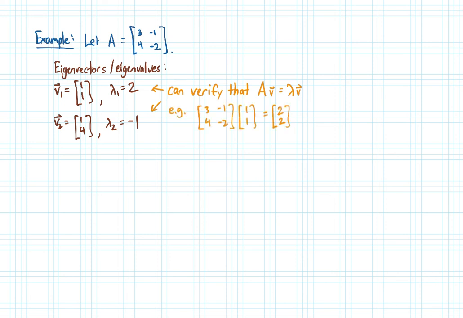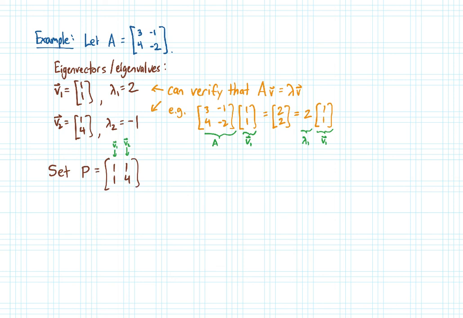So for example, if you take A and you multiply by v1, and if you actually do the multiplication out, you'll get (2, 2). And (2, 2) is 2 times (1, 1). So it's true that A times v1 is equal to lambda 1 times v1. And of course, you can do a similar check for v2 and lambda 2. So once we accept that these are eigenvectors and eigenvalues, and it's clear that v1 and v2 are linearly independent, and so they form a basis for R2, then everything else comes from the theorem that we just looked at.